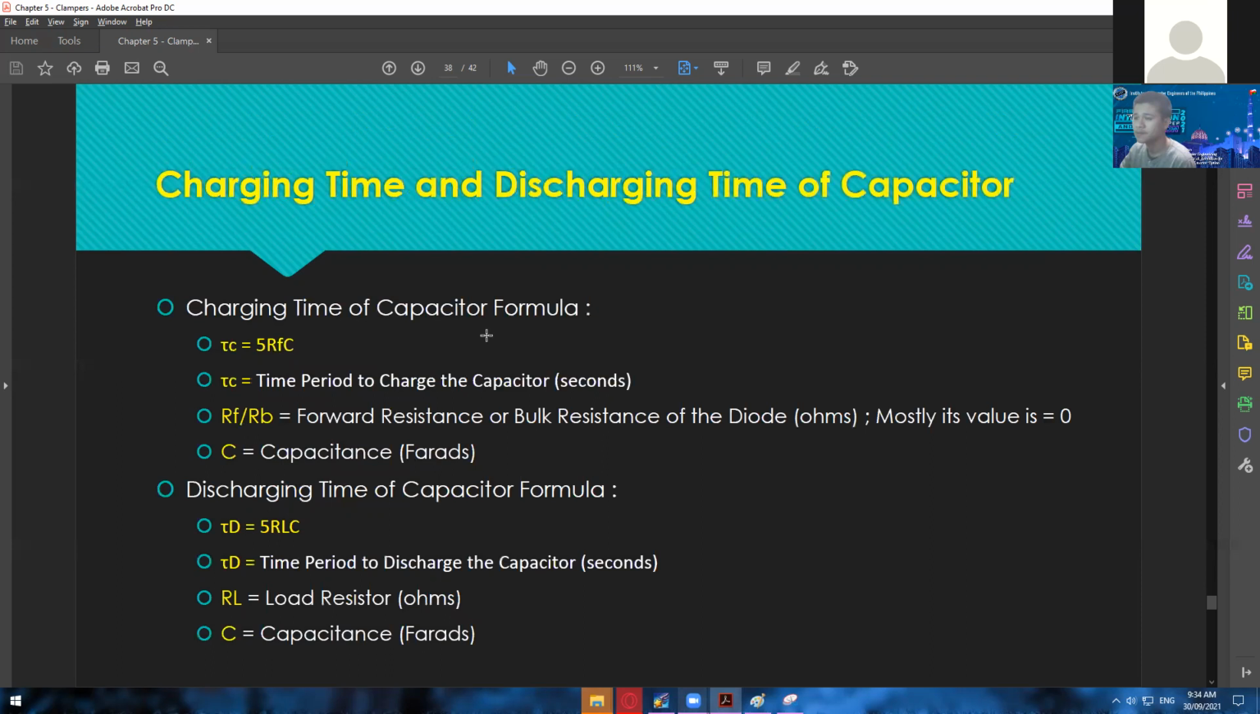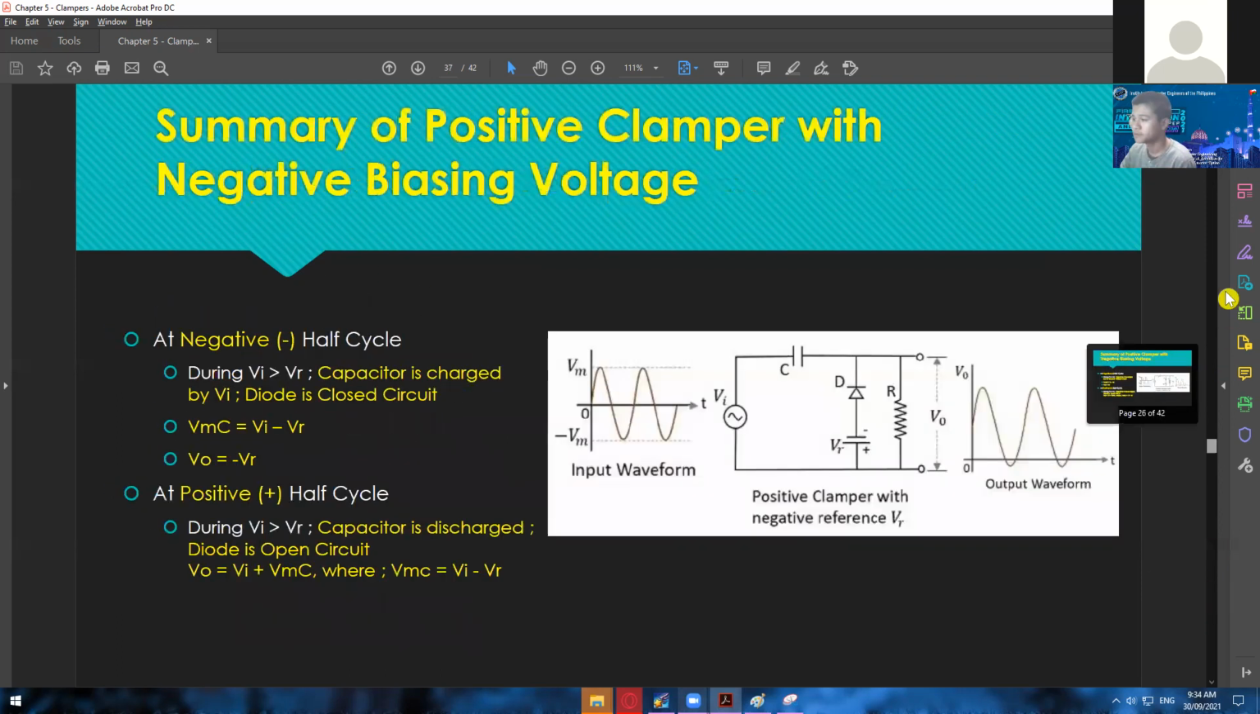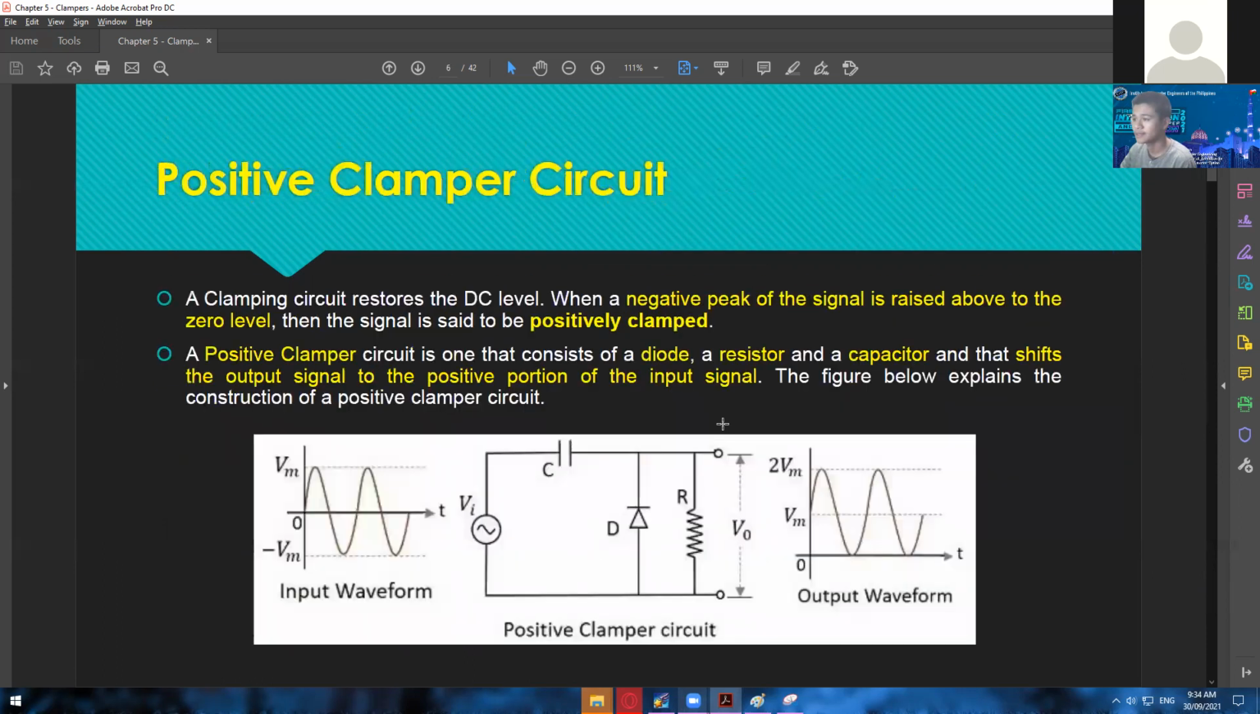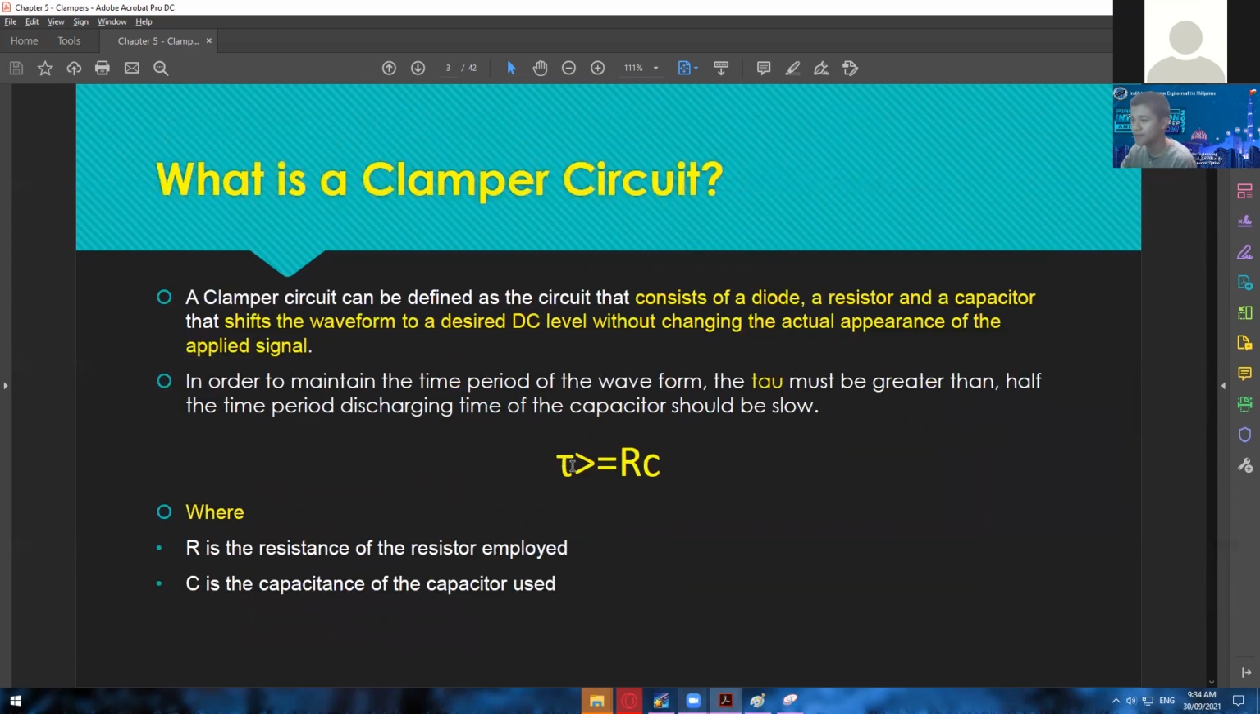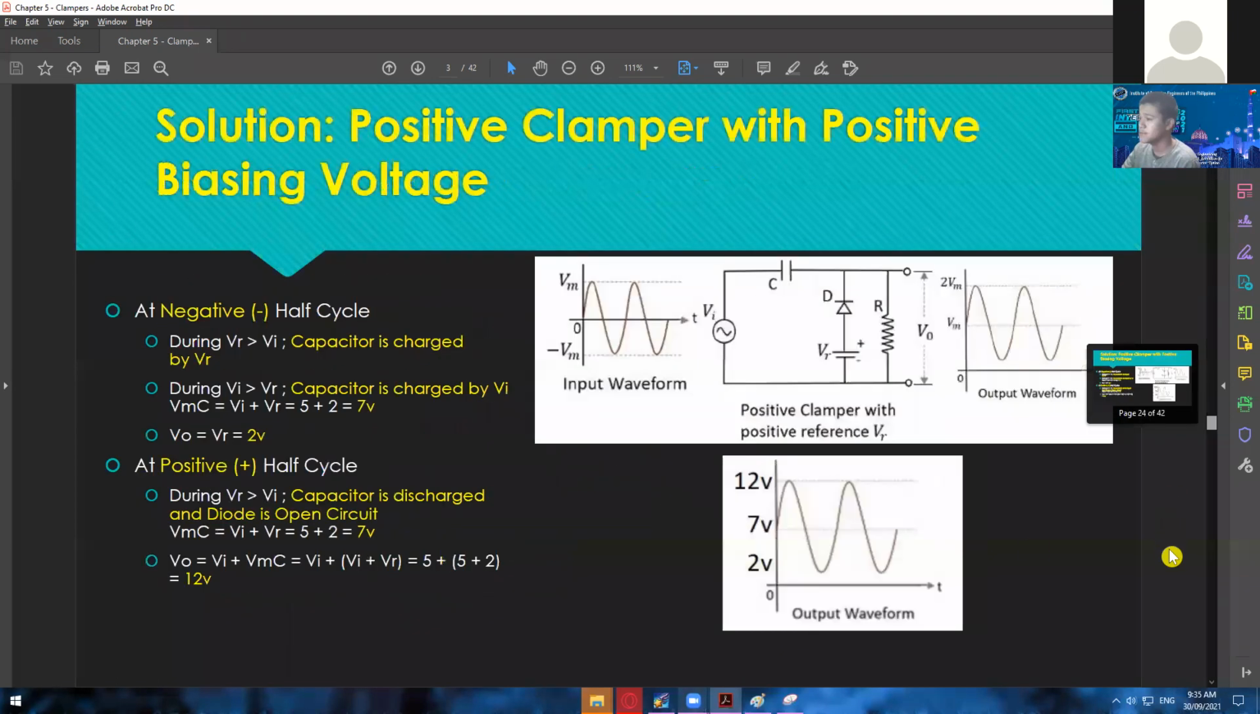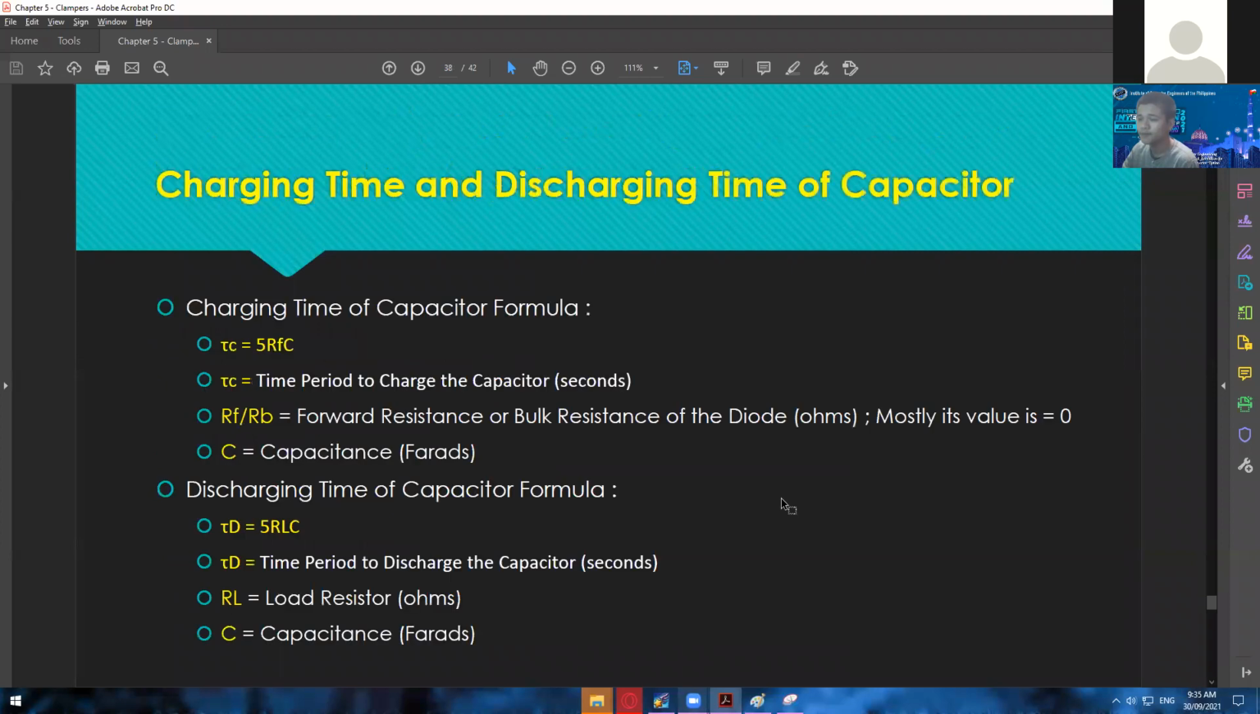Okay, so let's now proceed to the charging time and then discharging time of capacitor. So in here, I've mentioned that we will talk about the formula of charging time and discharging time, etc. So here is the complete formula of that one.